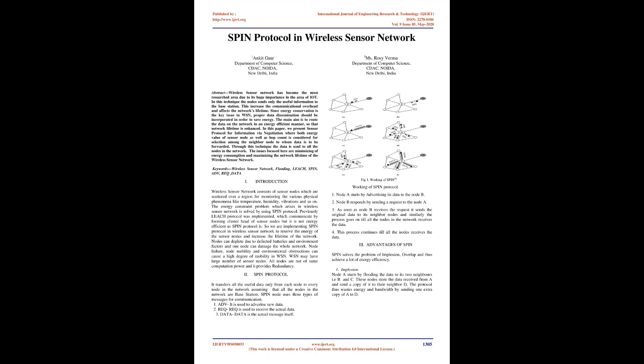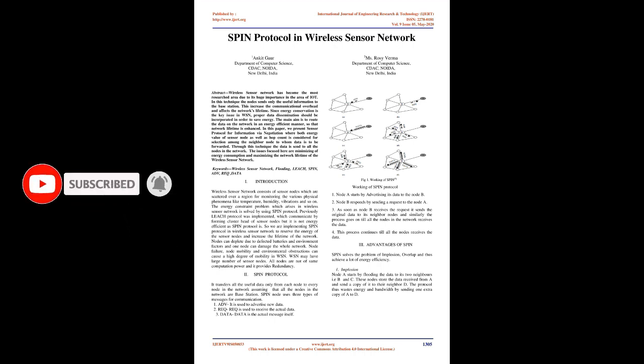In this paper, we present sensor protocol for information via negotiation, where both the energy value of the sensor node as well as hop count is considered for selection among the neighbor nodes to whom data is to be forwarded. Through this technique, the data is sent to all the nodes in the network. The issues focused on here are minimizing energy consumption and maximizing the network lifetime of the wireless sensor network.